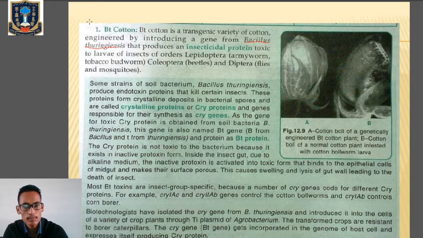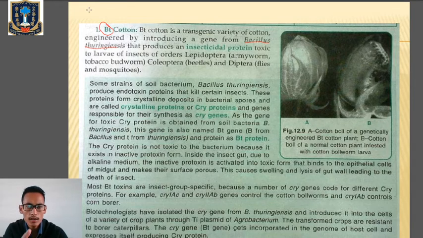Remember one more thing, that BT cotton is mainly a transgenic crop developed by genetic engineering technology. The gene has been introduced from the bacterium Bacillus thuringiensis. Therefore, in the name BT cotton, the BT stands for Bacillus thuringiensis. Clear? So remember this one. The term BT stands for the name of the bacterium Bacillus thuringiensis.